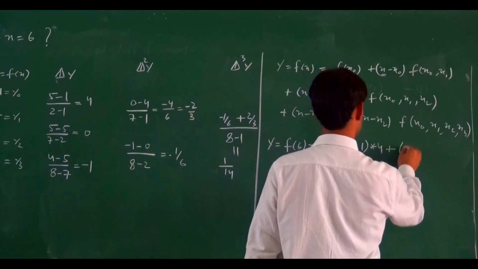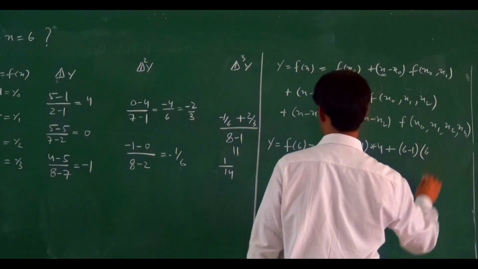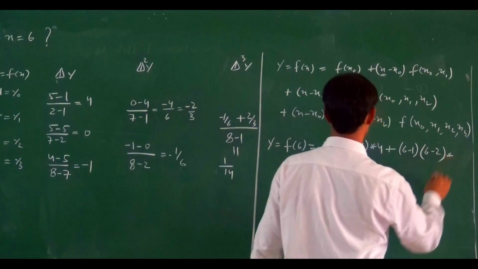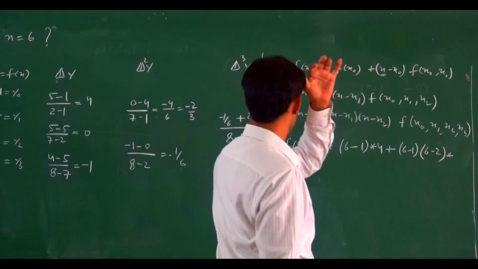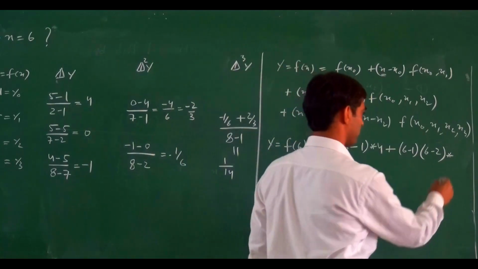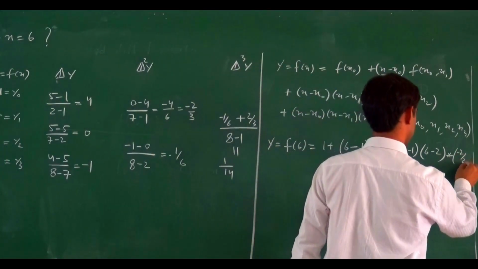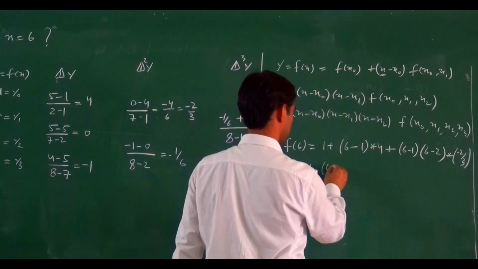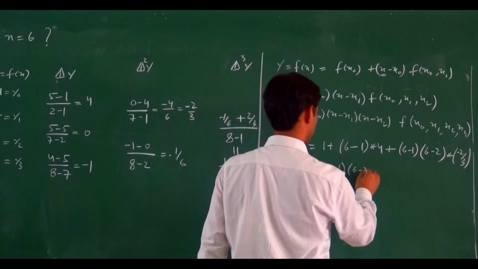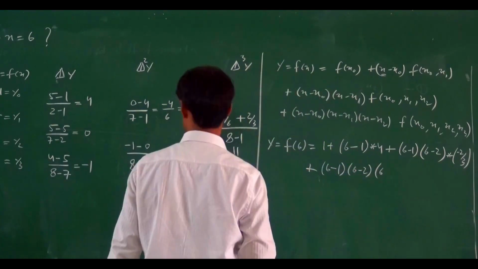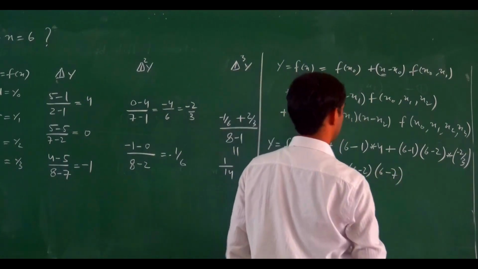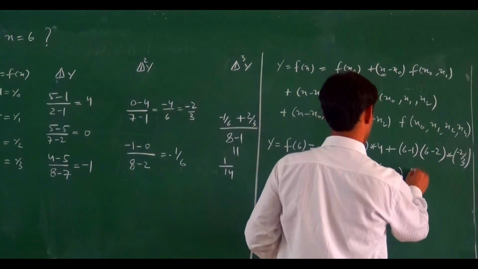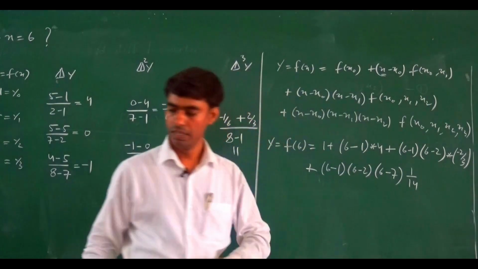Plus 6 minus 1 into 6 minus x1, where x1 is 2, times the second order divided difference, minus 2 by 3, plus the last term: 6 minus 1, 6 minus 2 and 6 minus 7, times the third order divided difference, which is 1 by 40.